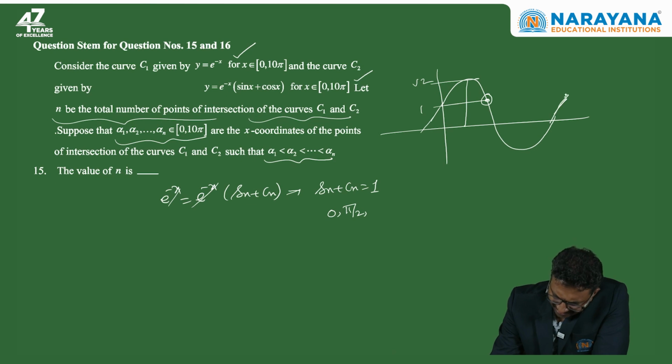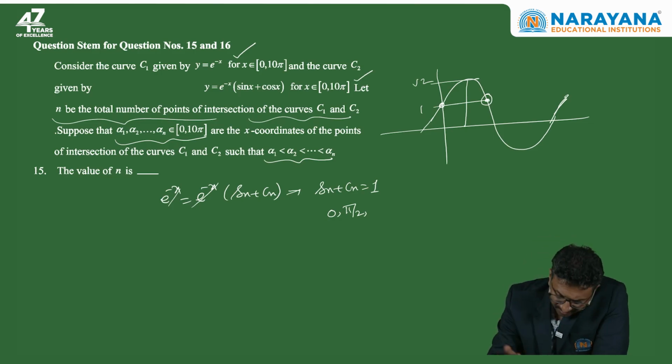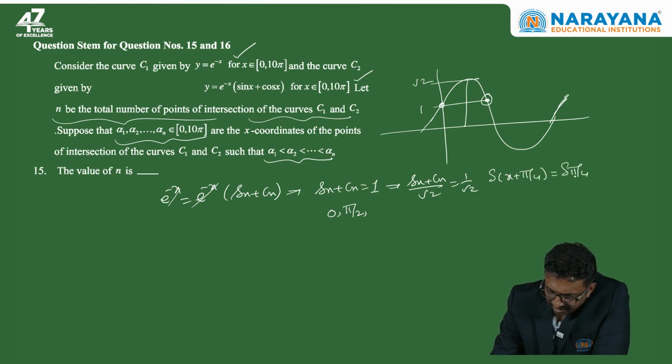In the next cycle, at 0 it is 1, at pi by 2 it is 1. So within every cycle you will get 2 points where the value of sin x plus cos x is equal to 1. Otherwise, we can also go for the general solution. Sin x plus cos x divided by root 2 is equal to 1 by root 2. Sin of x plus pi by 4 is equal to sin of pi by 4.